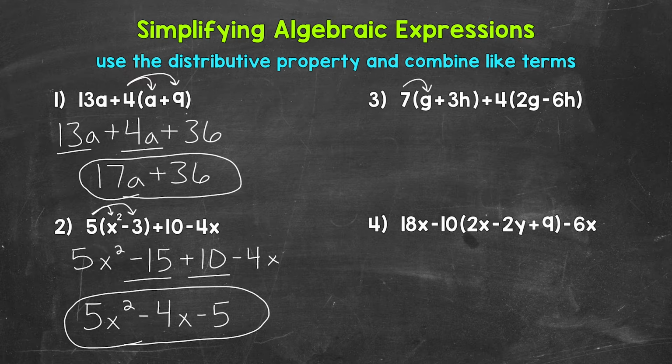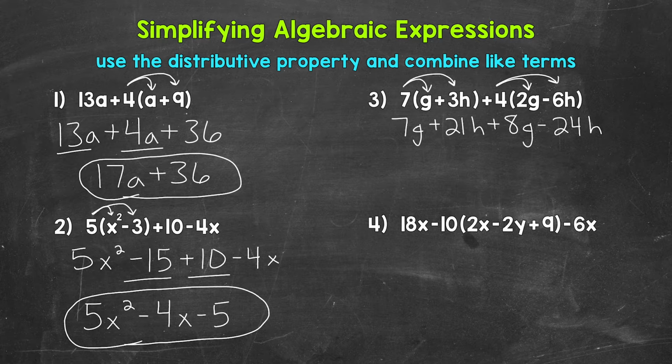Let's distribute this 7 to the g and to the 3h. So we have 7 times g, that gives us 7g, and then we have 7 times 3h, that gives us a positive 21h, so plus 21h. Then we can distribute the 4 to the 2g and to the negative 6h. 4 times 2g gives us a positive 8g, so plus 8g. And then 4 times negative 6h gives us negative 24h. A positive times a negative equals a negative. So negative 24h, or minus 24h.